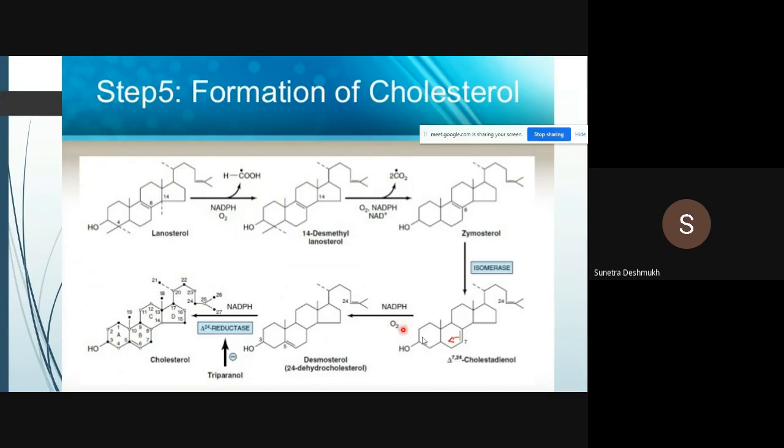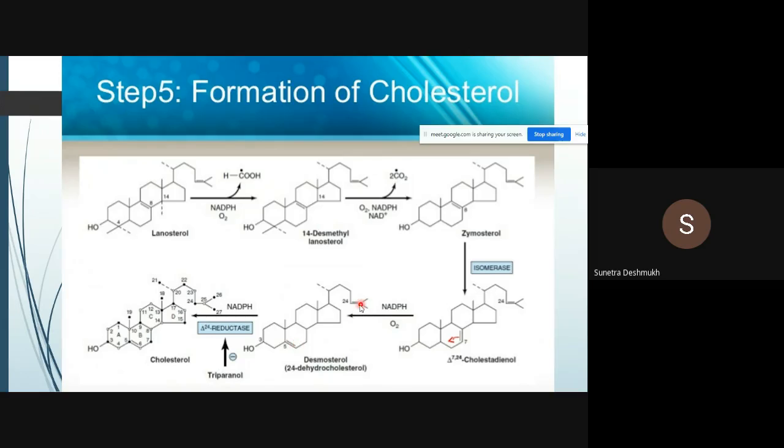Now we want to change the position of this carbon-carbon double bond and shift it from here to here. This is again an enzymatic reaction with molecular oxygen in the presence of NADPH, shifting the carbon-carbon double bond to between C5 and C6. So now we got desmosterol, that means 24-dehydrocholesterol. At the position of 24 we have the dehydro double bond, and at the third position a hydroxyl group is present.